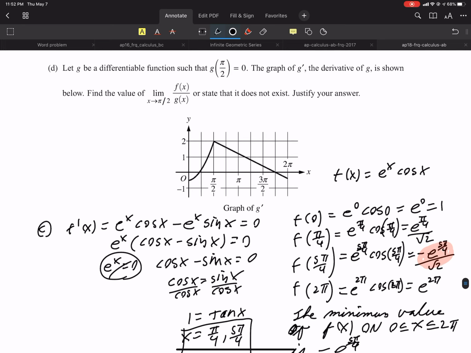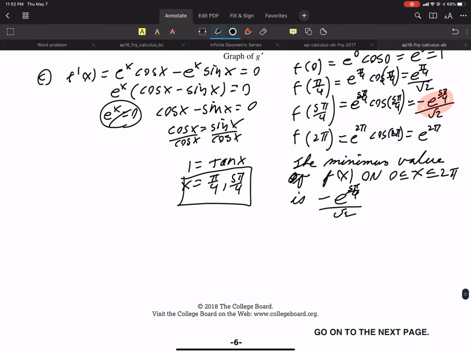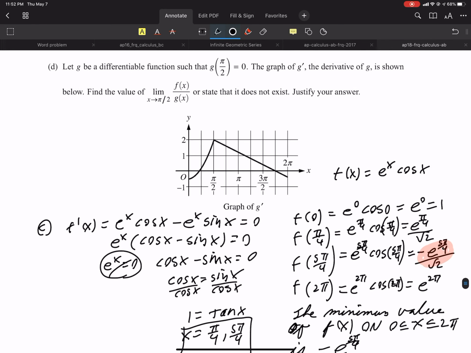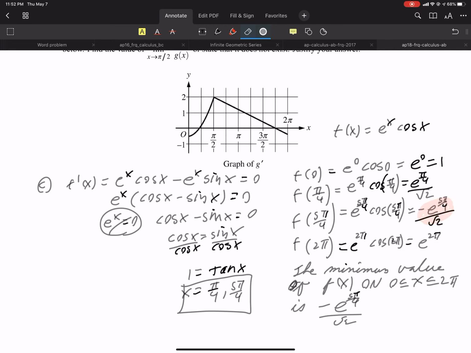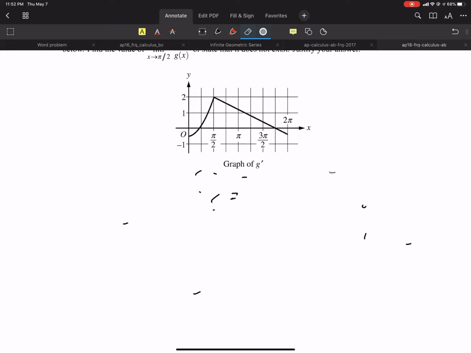So part D, let g be a differentiable function, and g at pi over 2 is 0. Wow, I am just out of room. I'm going to erase this stuff. I think that's going to be the easiest way to deal with this. And like magic, bam, ooh, not so magic. Ooh, that's ugly. Not pretty magic, okay.